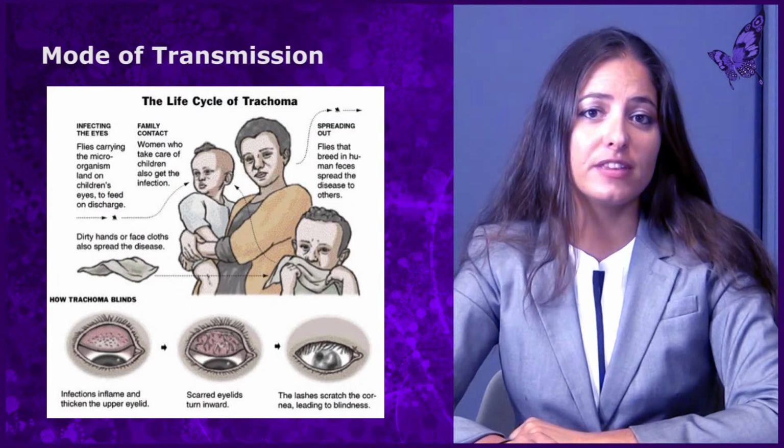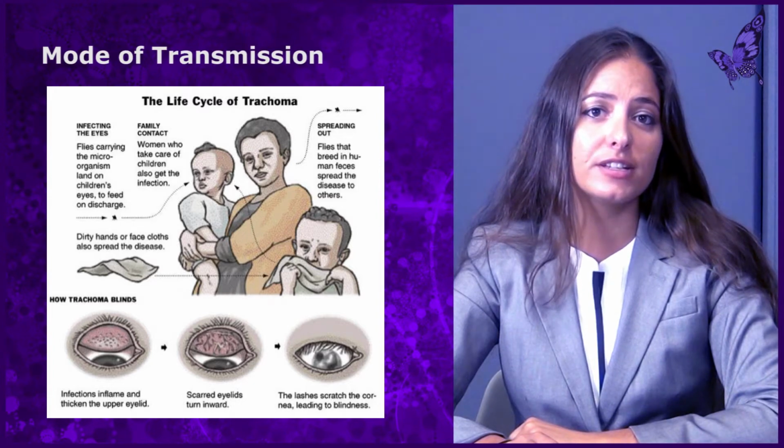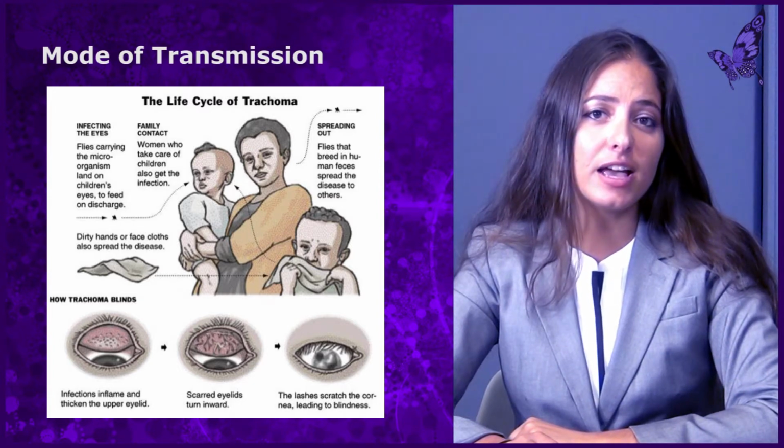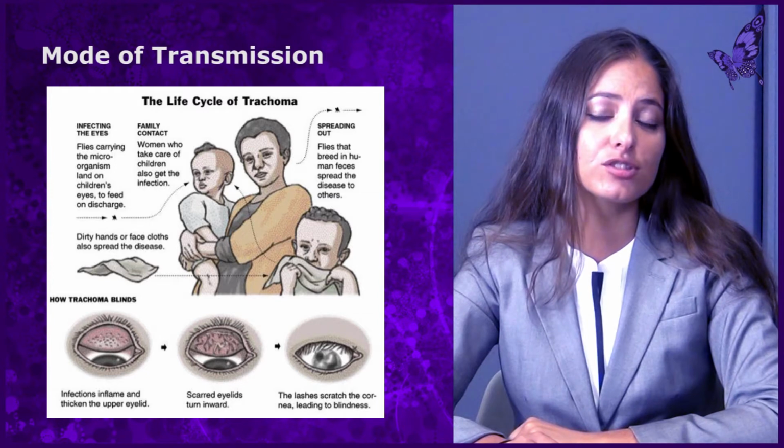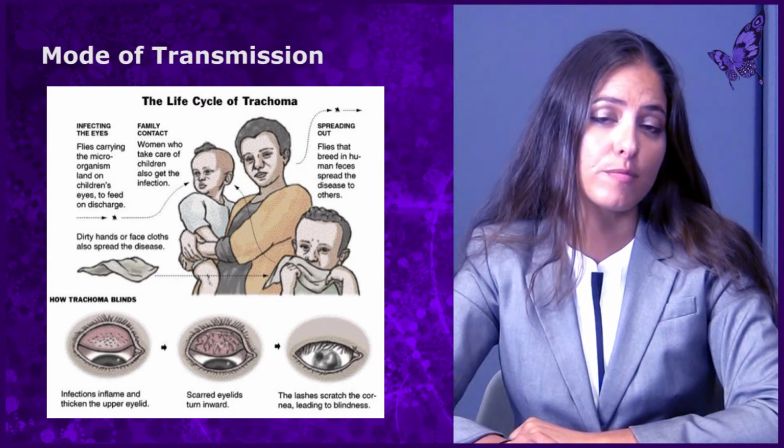Eye discharge on the unwashed face of an uninfected child attracts flies such as Musca sorbens that serve as vectors for C. trachomatis.